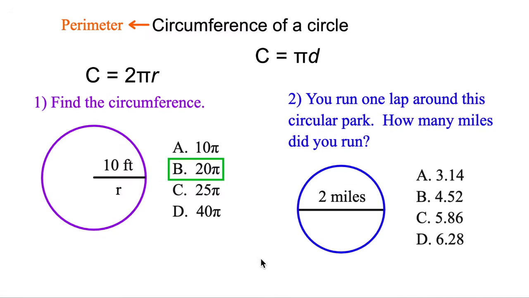For the next one, you run 1 lap around the circular park. How many miles did you run? Since it's the outside, it's the circumference, but we're given the distance all the way across. That's the same thing as the diameter. So we're going to grab that formula there. Then it's going to be pi times the diameter, which is 2. So we'll do pi times 2.